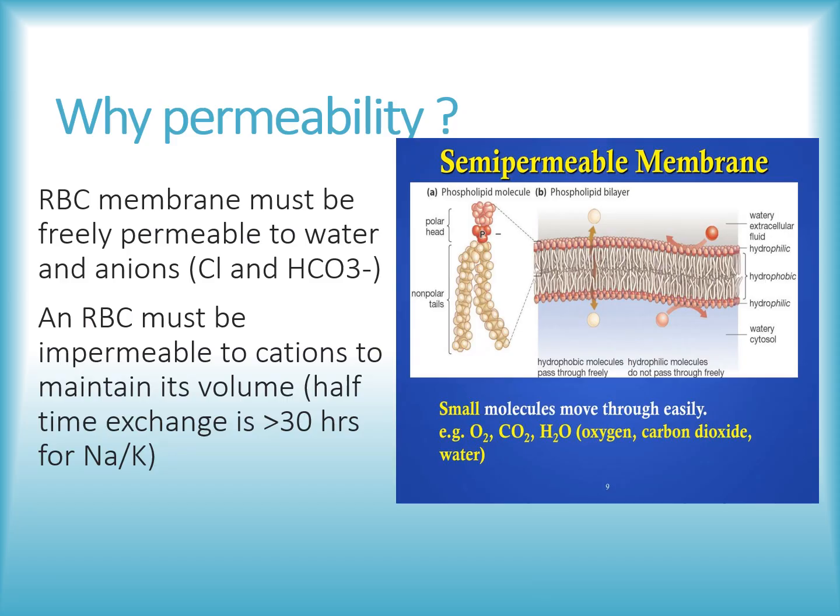Okay, so we have discussed in depth our deformability, but let's talk a little bit more about permeability. Our red blood cells must be freely permeable to water and anions, meaning chloride and bicarbonate. This helps maintain the pH of the blood so that humans can survive. Our blood pH for survival is a very, very narrow window.